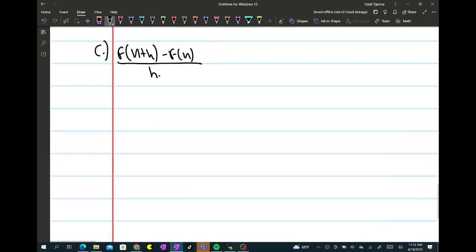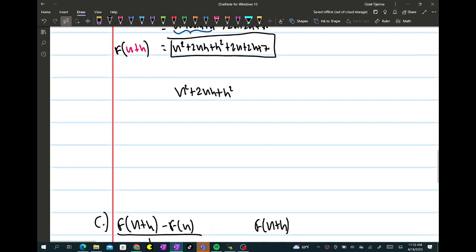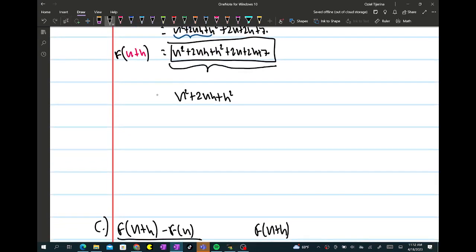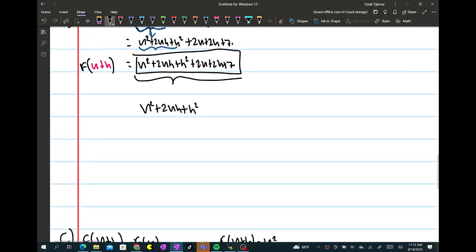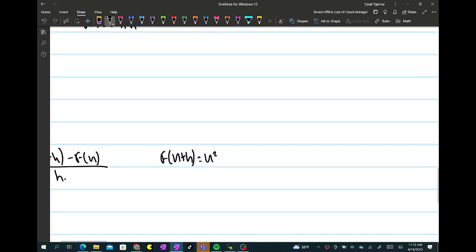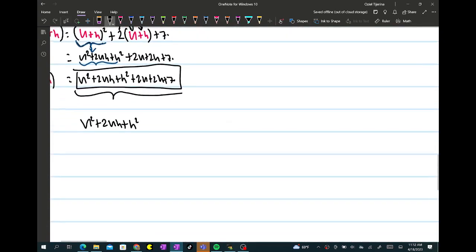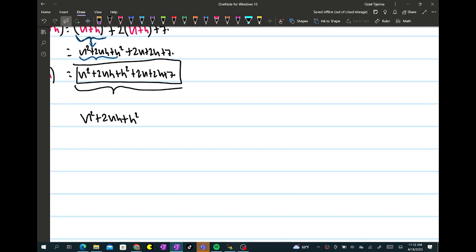So really, like I said, f of u plus h, we just did that in the previous problem, which was this entire thing here. So I'm going to write down u squared plus 2uh plus h squared plus 2u plus 2h plus 7. This should be an h.